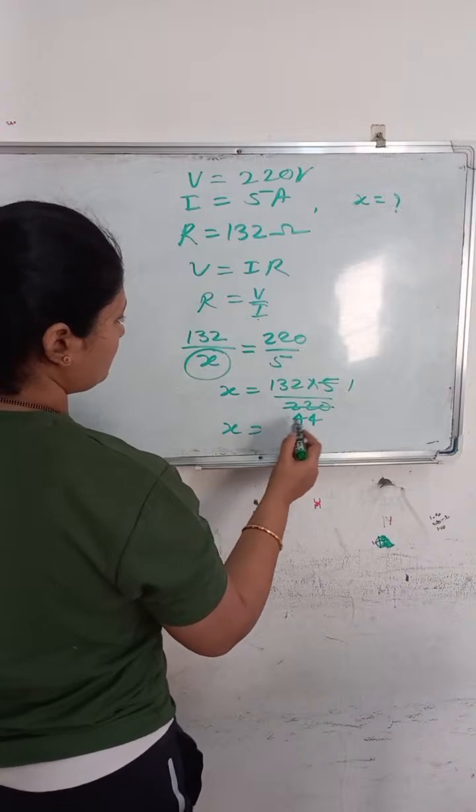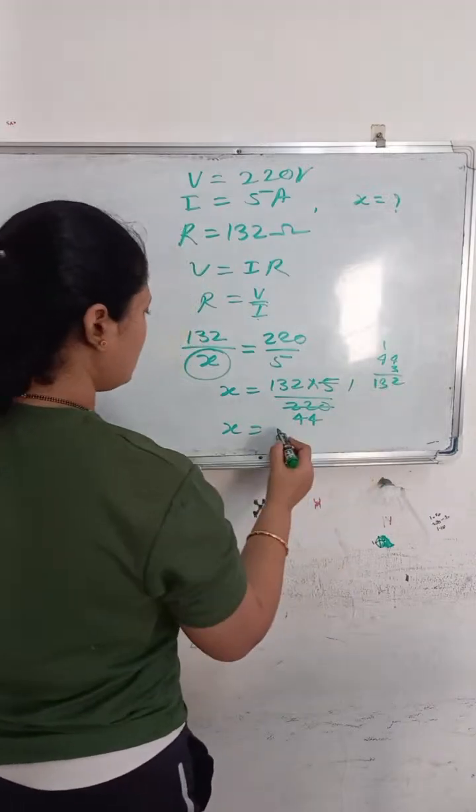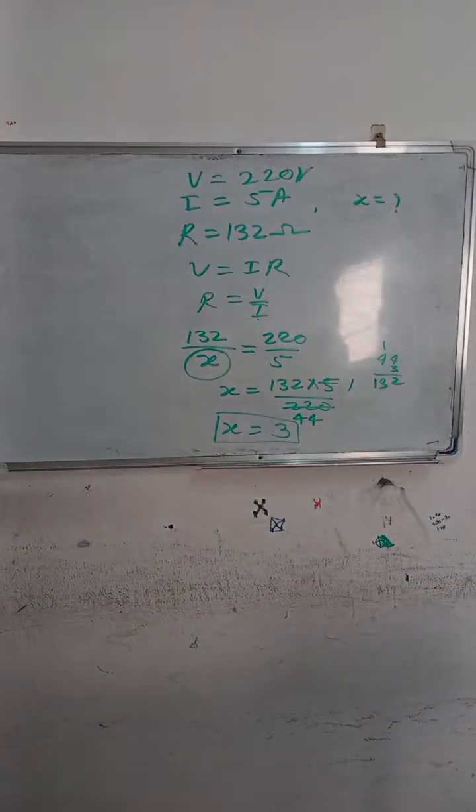Is it 3? X is equal to 3. So there should be 3 resistors on the line, so that they can contribute 5 ampere current on a 220 volt line voltage. So this is the answer. This is also one of the questions from the sample paper.